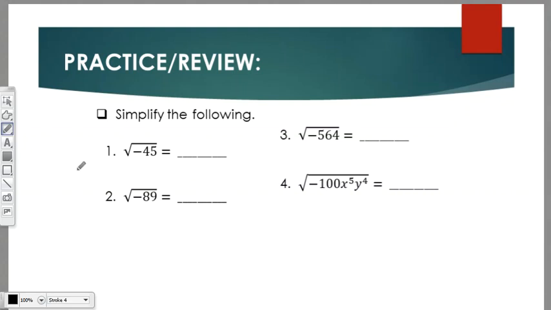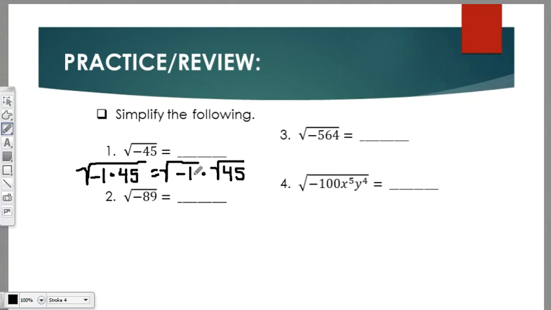-45. First thing on all these problems, I'm going to change it so I'm not dealing with a negative. I know something about negatives underneath square roots: the square root of -1 is i. So I can separate these. I'm almost working with my properties backwards. I can separate these into my negative and my positive, so that when I multiply them together, it makes my -45.